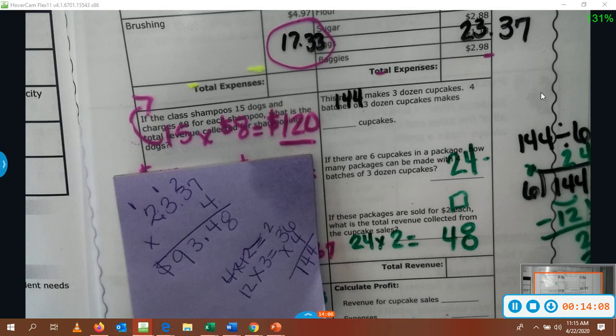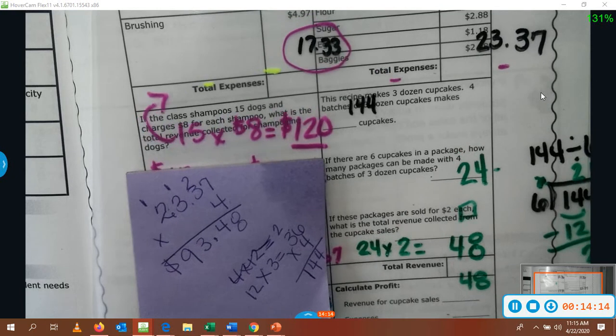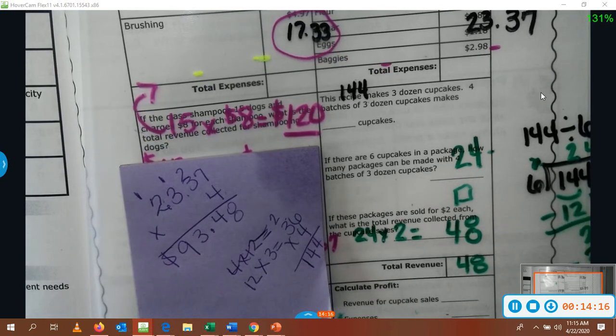So the total revenue was $48. Right? So $48 for the revenue of the cupcake sale. Now what do we have to do? Did I hear someone say 48 minus the expenses? Because if you said that, then you will be correct.